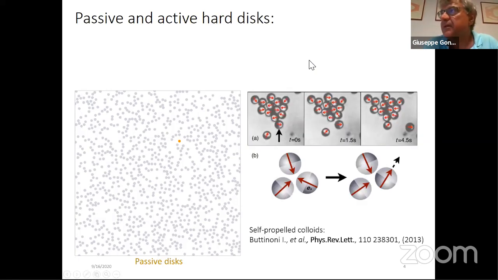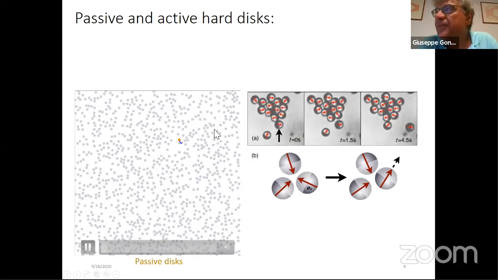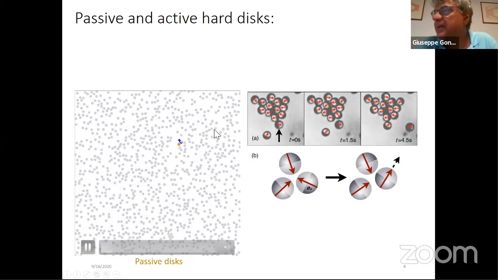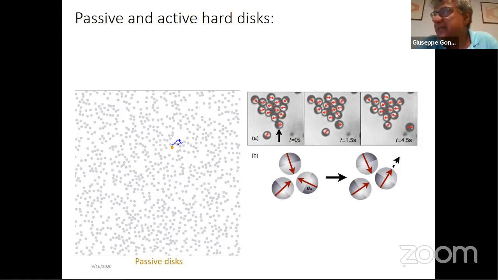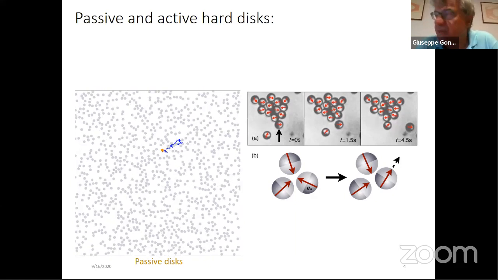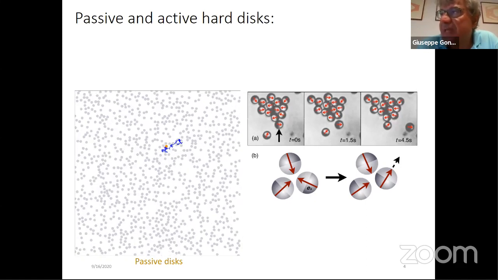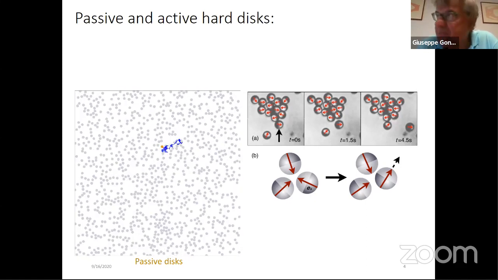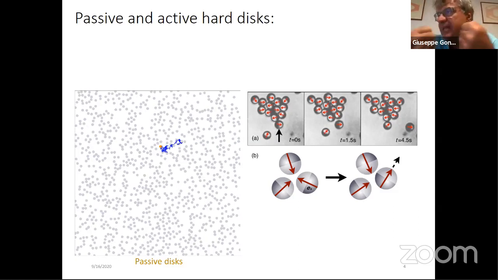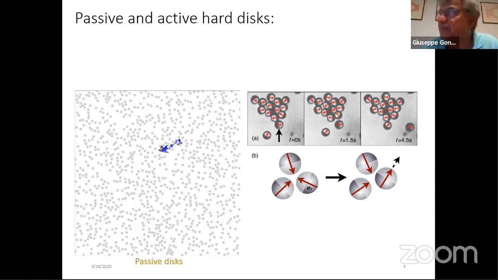To show better what I'm speaking of, I will show you a movie explaining, okay, sorry, what happens. You have on the left a system of Brownian particles, which are standard passive disks that you can simulate by different methods, for example, by molecular dynamics. And you see that in this case, at low density, you have just a sort of Brownian motion, and you have some excluded volume interaction between the particles. This is on the left.